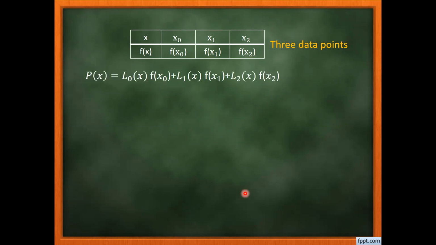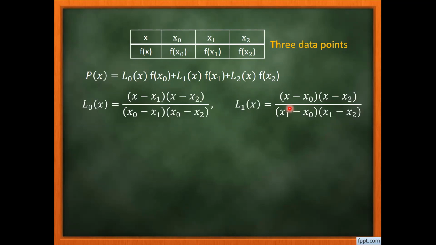So we use the same approach again, where we write the polynomial as a linear combination of f of x0, f of x1, and f of x2. Now this time we have an additional Lagrange coefficient, which is L2 of x. Now the strategy will be the same again. We will try to define L0, L1, and L2 in such a way that the polynomial satisfies this tabular data.